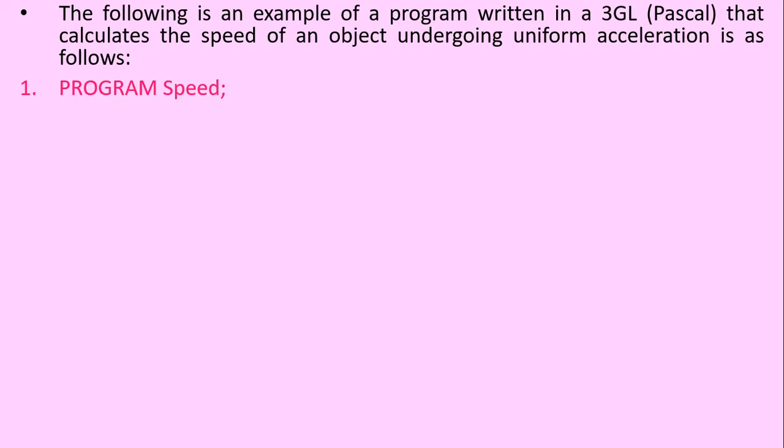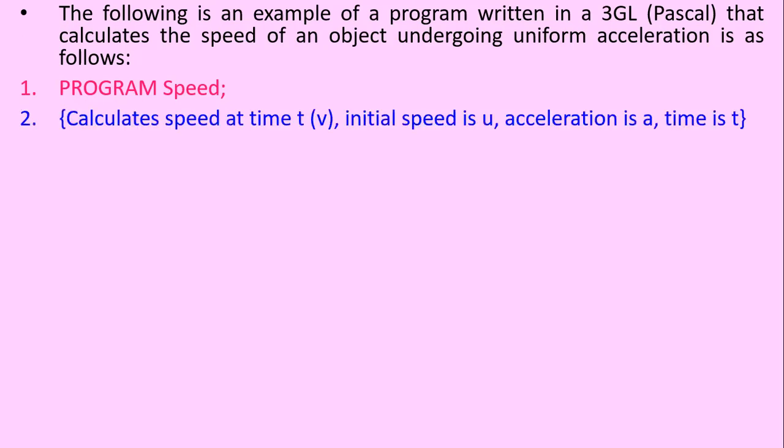The name of this program is speed because it is meant to calculate the speed. I will explain each of these statements one at a time after this program. Statement number 2 is a comment in Pascal. This comment indicates that this program calculates speed at time t, in brackets v, the initial speed is u, the acceleration is a, and the time is t.